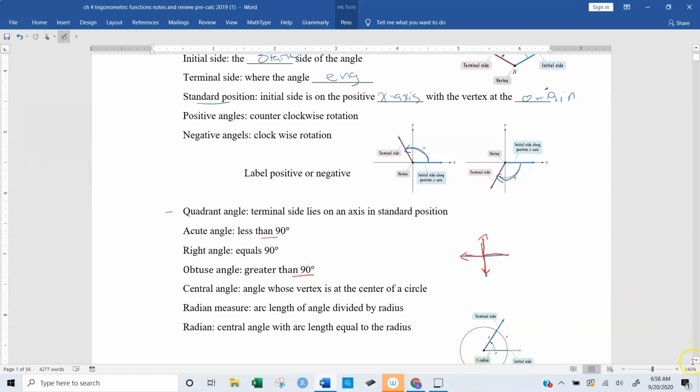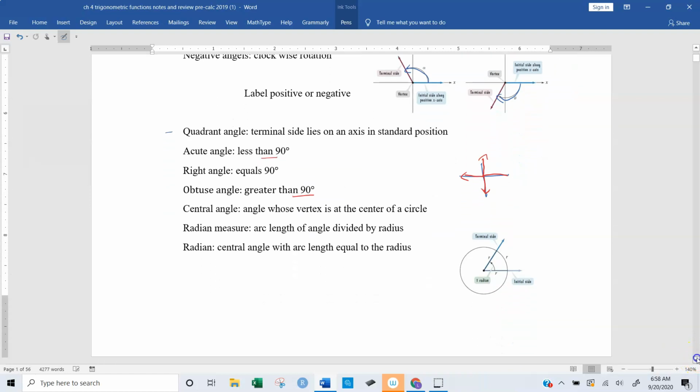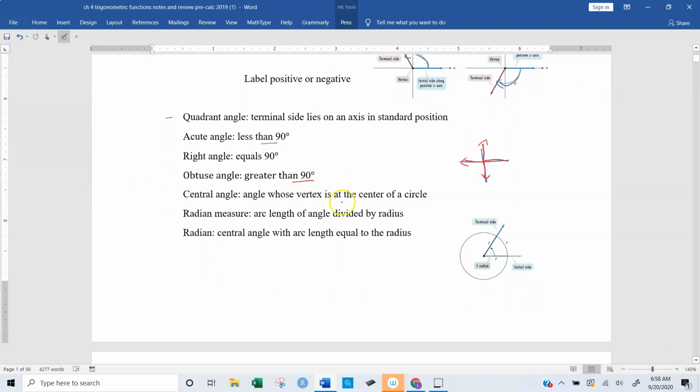Central angle has its vertex at the origin. Okay, oops, sorry. Angle whose vertex is the center of a circle. This here's a central angle, my fault. Should have also used that in geometry.